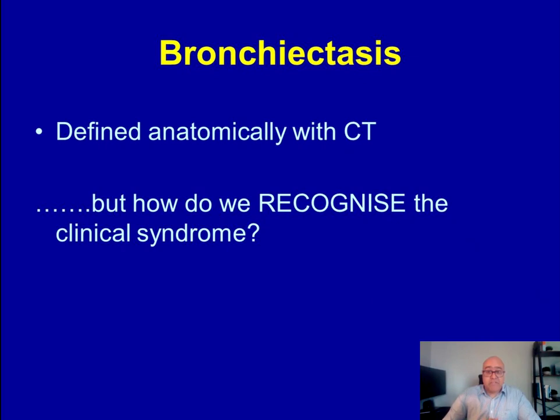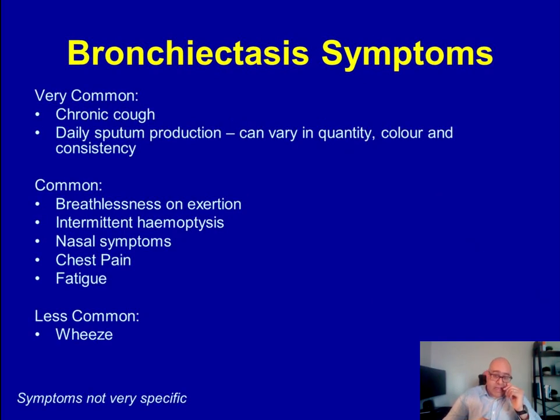Clearly bronchiectasis is defined anatomically by CT scanning, but the question is, how do we recognize the clinical syndrome? That can actually be quite difficult, because these are the kind of symptoms which people with bronchiectasis may have, but there's no combination which is particularly pathognomonic for bronchiectasis. Very common symptoms include chronic cough and daily sputum production. Common symptoms also include breathlessness on exertion, hemoptysis, nasal symptoms, pain, fatigue, and some of our patients less frequently also have wheeze. But these are not particularly specific.